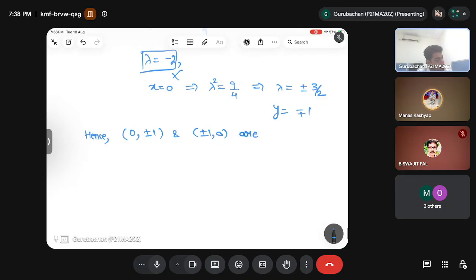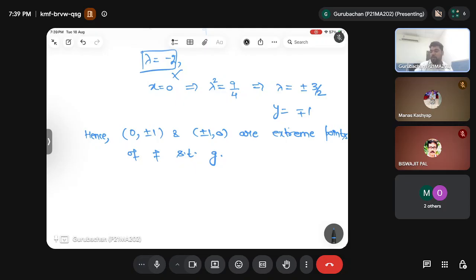are critical, or you can say in terms of extreme points of f subject to constraint under some g.